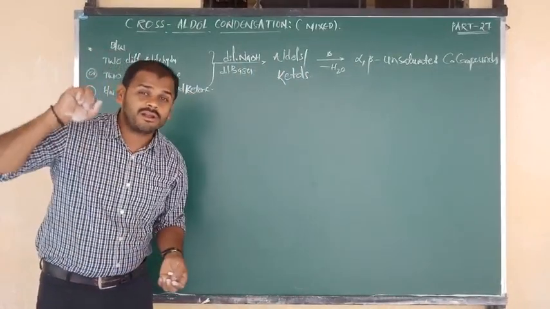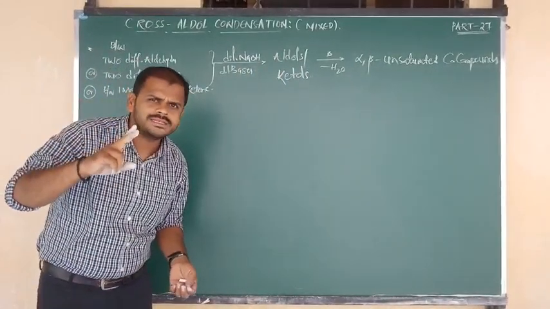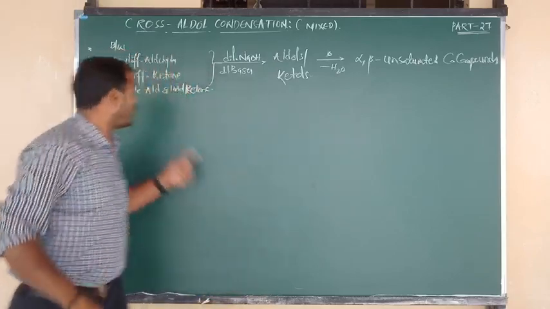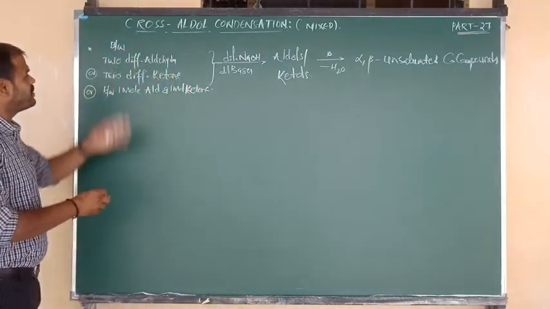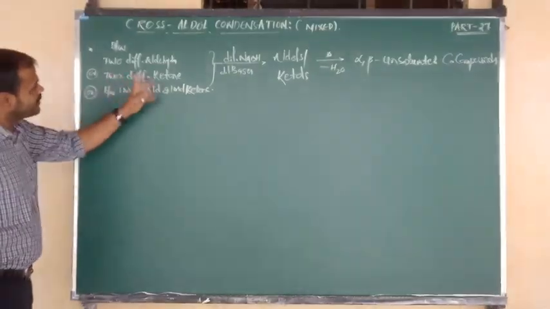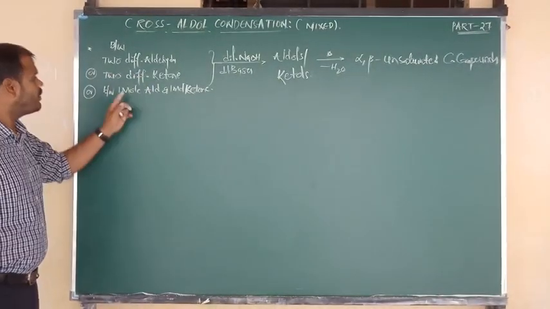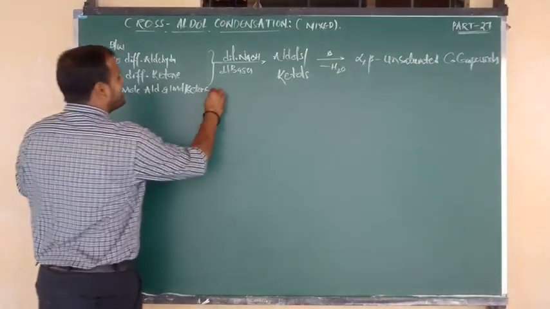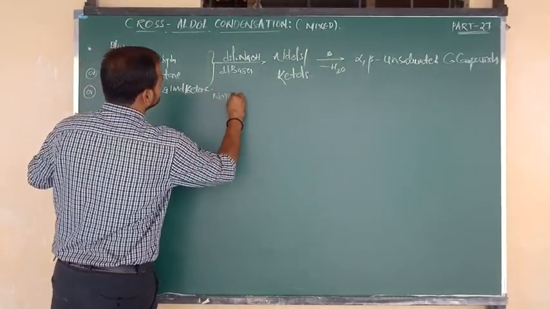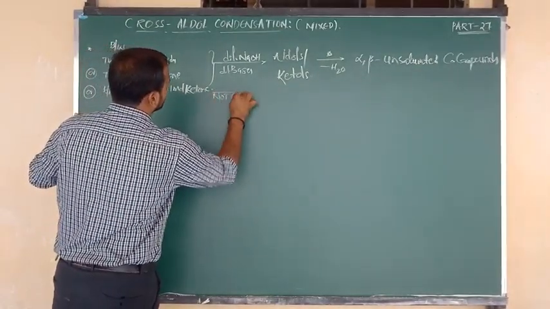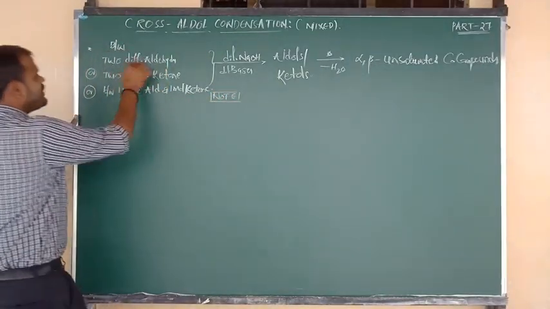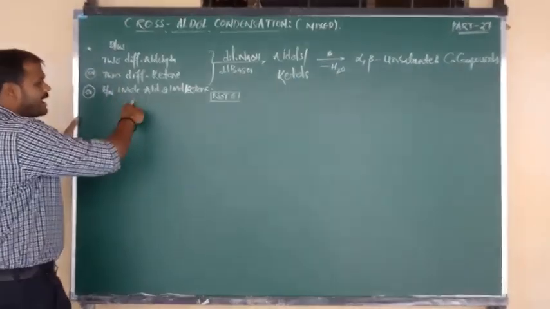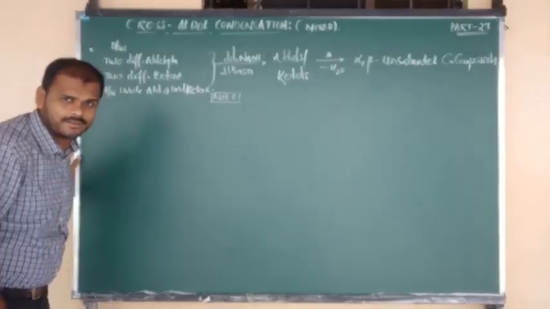What is the condition in aldol condensation? Two same aldehydes or two same ketones, but both should contain alpha hydrogen. What about here? Between two different aldehydes, or between two different ketones, or between 1 mole of aldehyde and 1 mole of ketone. Here, two different aldehydes, two reactants are there. Two different ketones, two reactants are there. One aldehyde, one ketone, again two reactants are there.